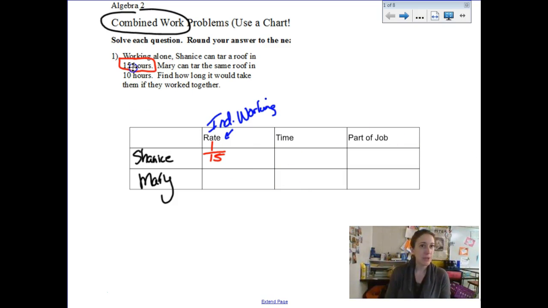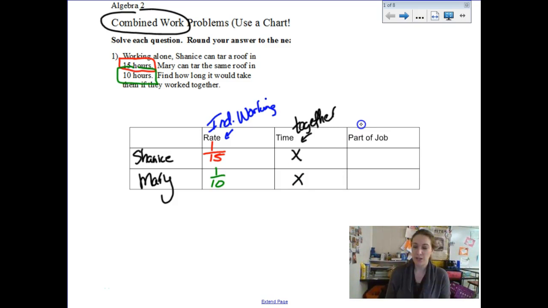Mary can do that same job. It takes her 10 hours. So she can do one job in 10 hours. Now the time is referring to the time it takes them to work together. And they don't actually tell me that. So that's going to be my variable, and because they're working together, they're going to start and complete the job at the same time. That means they both are going to work x number of hours.